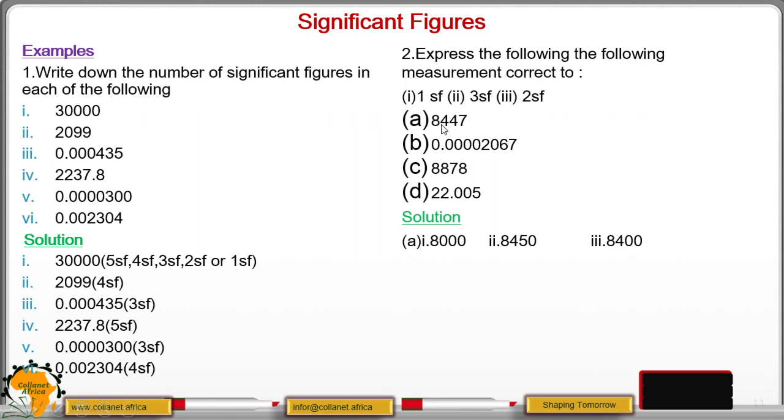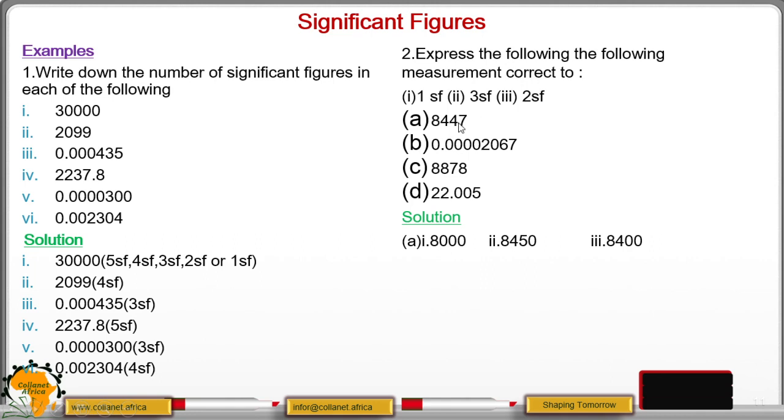Remember, you're supposed to take this number and write it correct to 1, 3, and 2 significant figures. In the first one, if you want to write it correct to 1 significant figure, you count just 1 and you replace all the other values with zeros because they are place value holders. Therefore, it becomes 8,000.